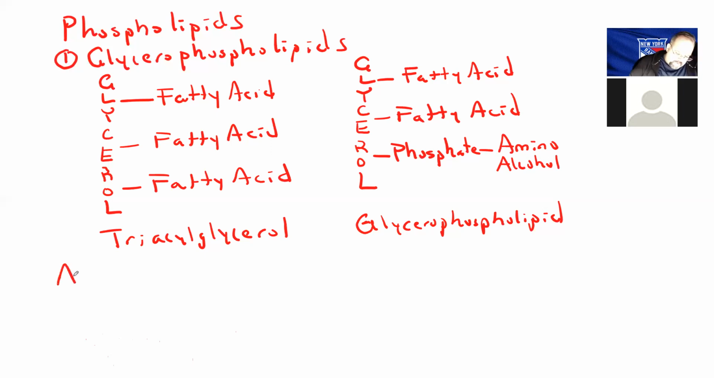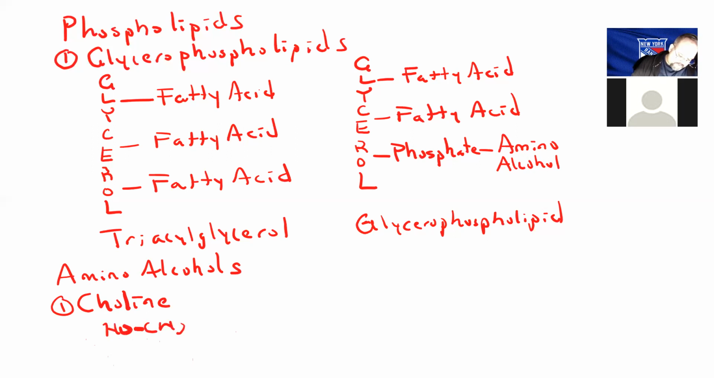The amino alcohols, usually, I don't have you memorize a lot of structures, but as we saw in the notes, and as we'll talk about, the way that glycerophospholipids are classified is based on the amino alcohol that's present. So you really have to be able to recognize the structures of the amino alcohols. And there's three of them. The first, of course, is choline. So we'll refresh our memories. Choline has the following structure.